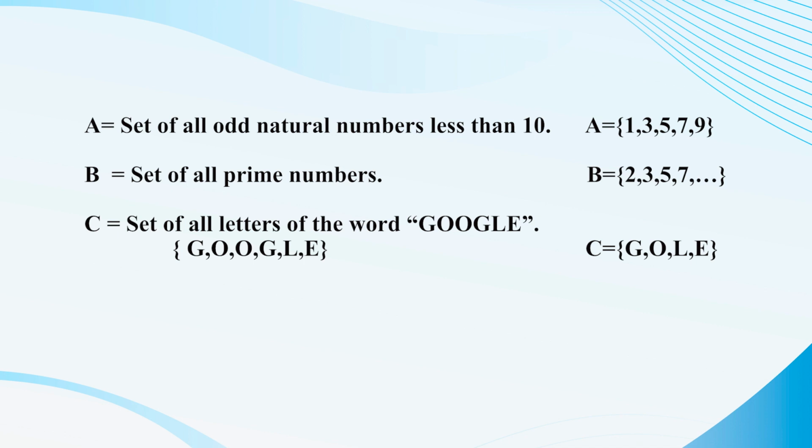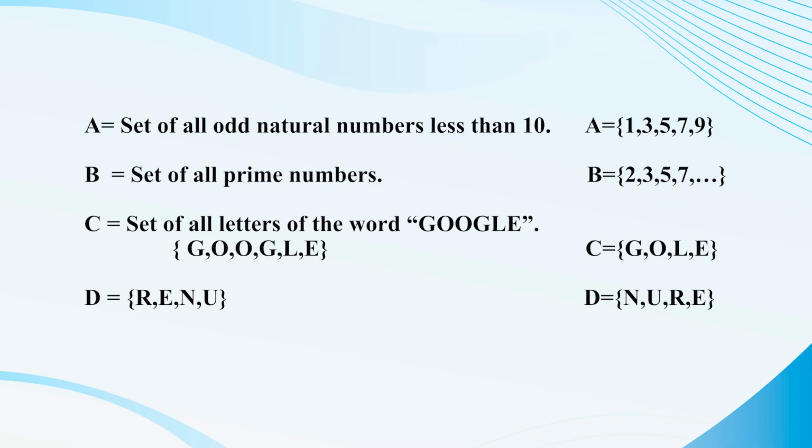In this collection, letters G and O are repeated twice, and we know that a set is known by its distinct elements. Hence, we will write G and O only once in the set C. So, set C will have the letters G, O, L, E.